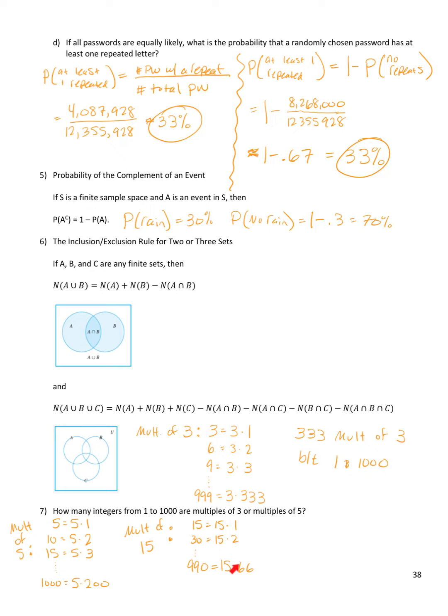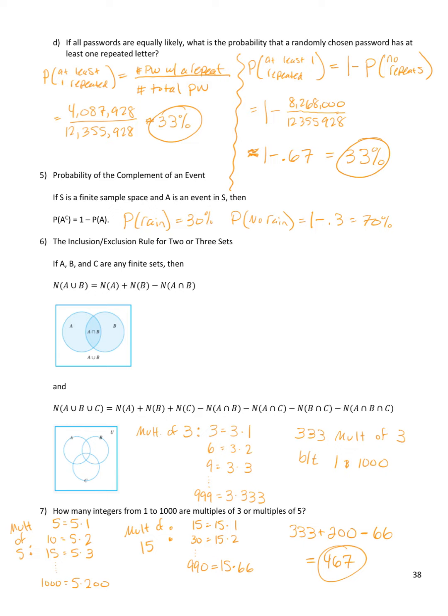1, 2, and so on, up to 66. So the number of multiples of 3 or 5 would be: add the multiples of 3, 333, to the multiples of 5, which is 200, but then subtract the numbers that are multiples of both. Those are multiples of 15. So we subtract 66, and we get 467 numbers that are multiples of 3 or 5.